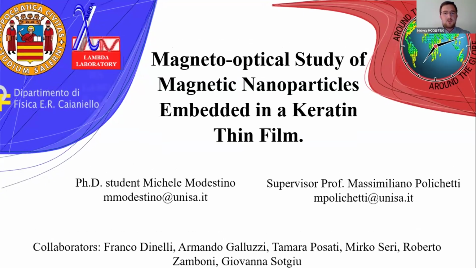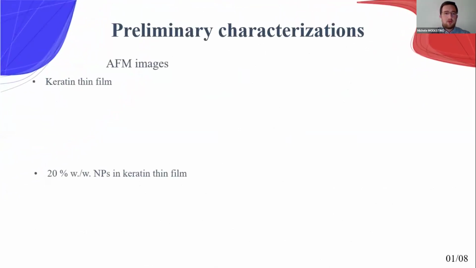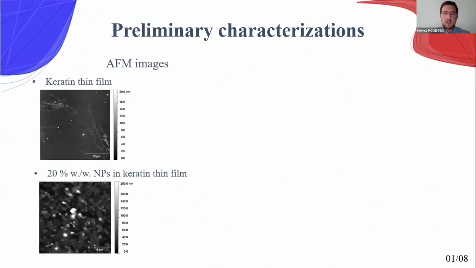It could be important to study not only the bulk magnetic properties, but also magnetic properties on the scale of micrometers. So, with the help of our collaborator, we start from a mixture of nanoparticles and keratin. Starting from a droplet of this mixture, after spin coating it, we obtained thin films with a thickness of around 200 nanometers, one with only keratin and the second with the presence of magnetic nanoparticles.